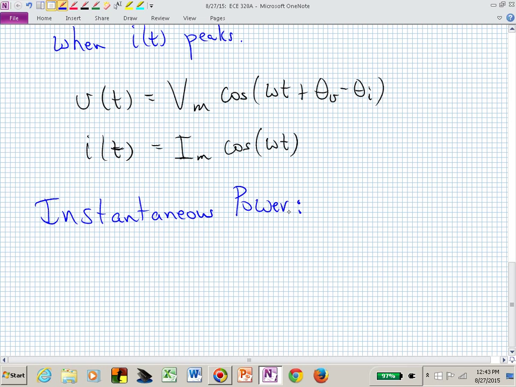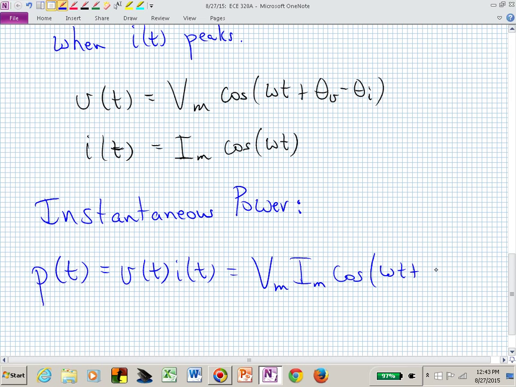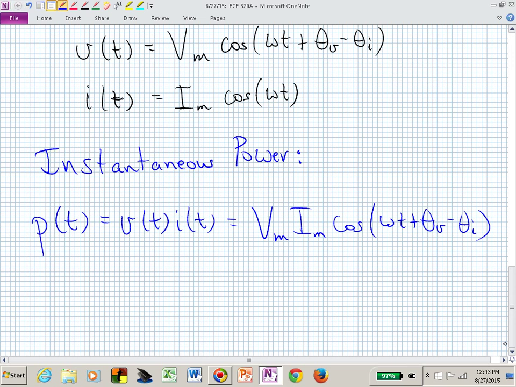This is the easy one in terms of the formula. We just multiply voltage and current at each instant of time, and that's the power at that particular time. We now have that's equal to v sub m i sub m cosine omega t plus theta sub v minus theta sub i.